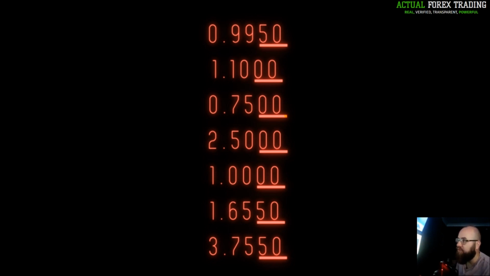So all you really need to keep in mind is, does it end with a 00? Does it end with a 50? If so, they're psychological levels. They're levels that traders and investors are watching for some sort of price reaction, or levels where traders and investors have orders. They're looking to buy at that level or sell at that level.